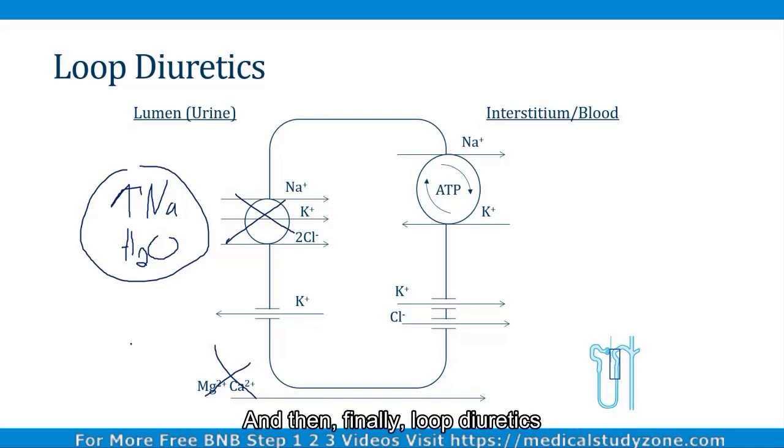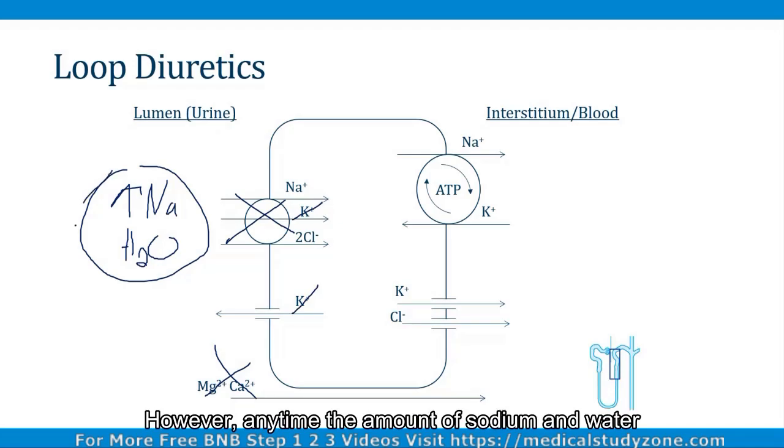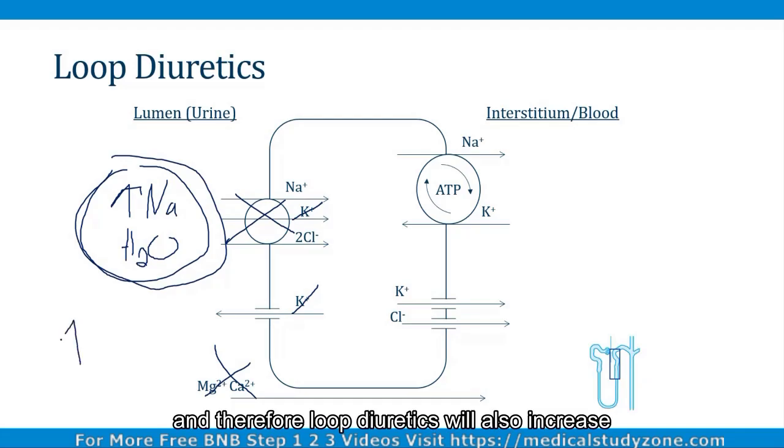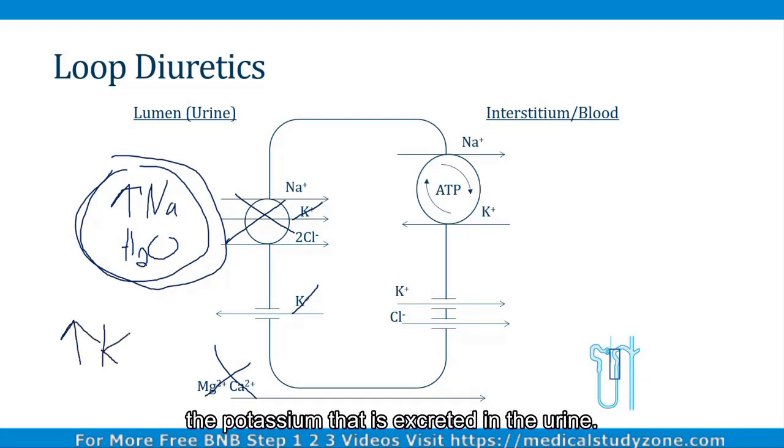And then finally, loop diuretics have no effect on potassium here because the potassium that's reabsorbed just goes out in the urine. However, anytime the amount of sodium and water going out in the urine increases, as we talked about before, that leads to more potassium secretion in the collecting duct, and therefore loop diuretics will also increase the potassium that is excreted in the urine.